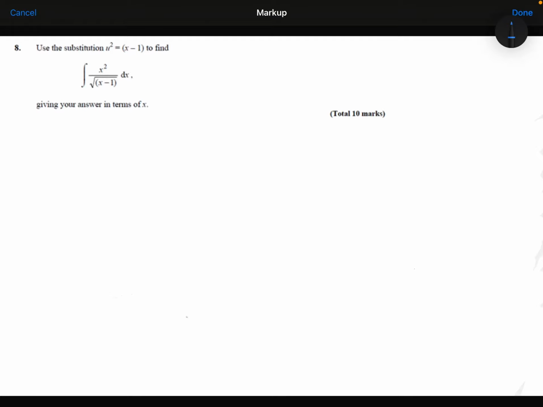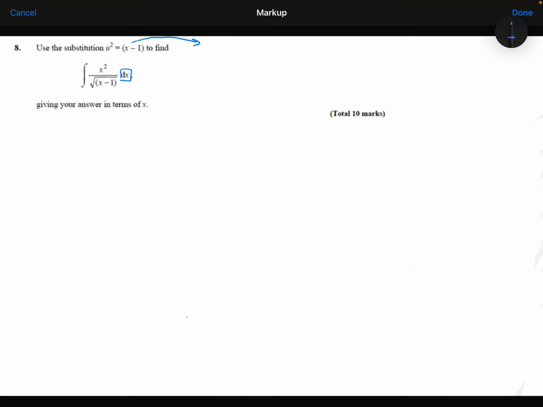Use the substitution u squared equals x minus 1 to find the integral of x squared over the square root of x minus 1, giving my answer in terms of x. So first thing, when I do integration by substitution, I want to replace the dx. So I want to differentiate my original substitution.